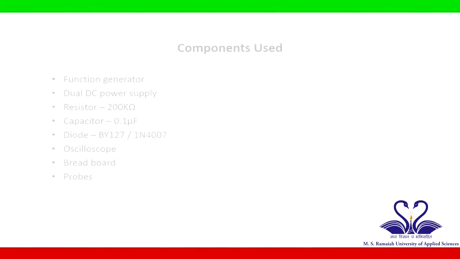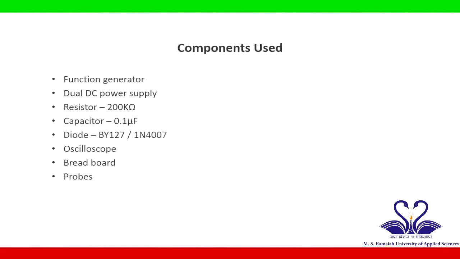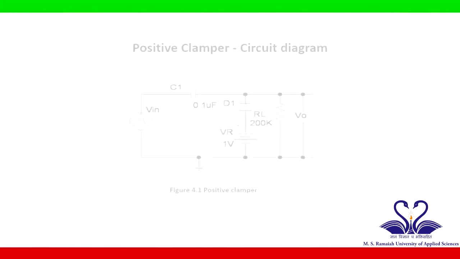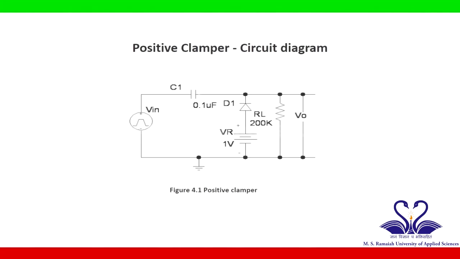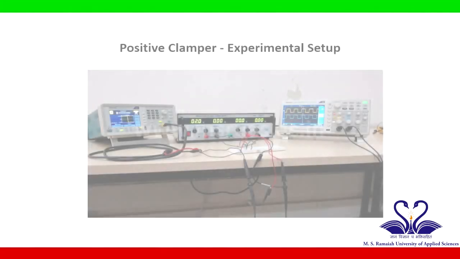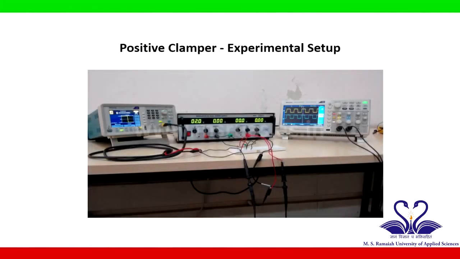To conduct this experiment, we need a function generator, dual DC power supply, resistor of 200 kilo ohm, diode models either 1N4007 or BY127, capacitor of 0.1 microfarad, oscilloscope, breadboard, probes and connecting wires. Figure shows the circuit diagram for positive clamper. Construct the given circuit diagram for positive clamper on breadboard.